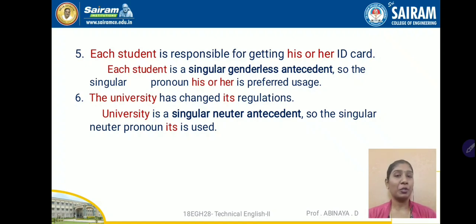Next, the university, it is a neuter. We cannot claim university as feminine or masculine. It is a neuter, so we are using its. The university has changed its regulation. So university here is a singular neuter antecedent. So its, the pronoun its, is used here.